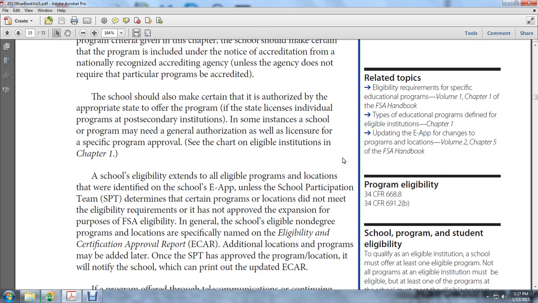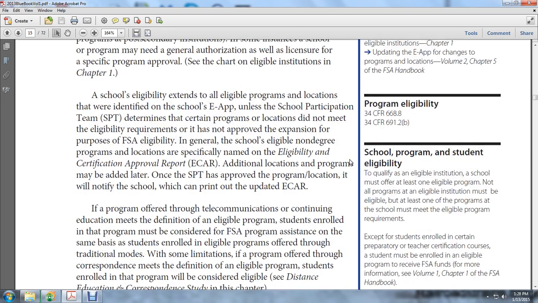The general school eligible non-degree program location is specifically named on the Eligibility and Certification Approval Report, the ECAR. Additional locations of the program may be added once the school participation team has approved the program location and notified the school, which can then print the updated Eligibility and Certification Approval Report.